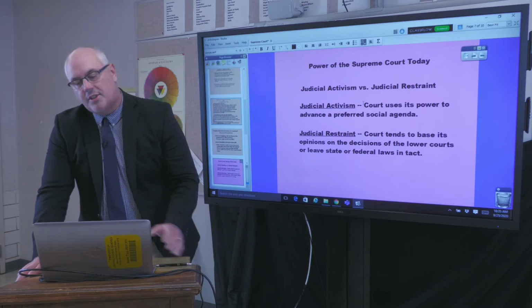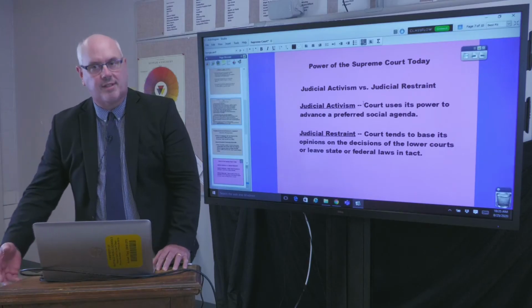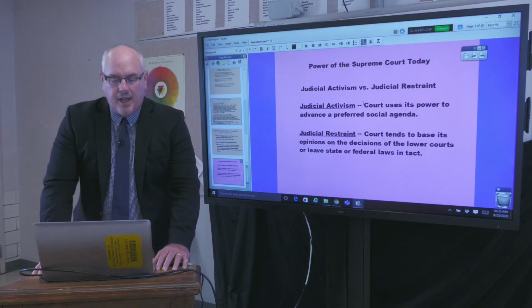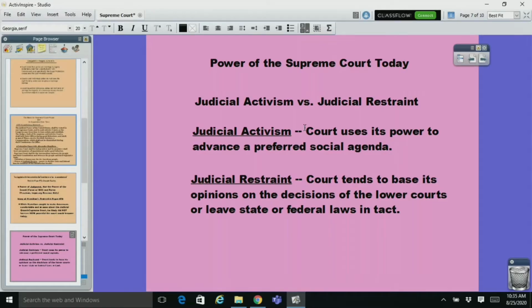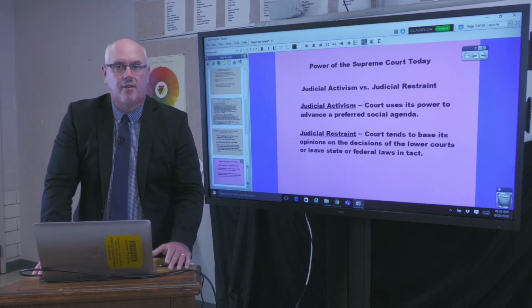Judicial activism versus judicial restraint. Activism is when the court uses its power to advance a preferred social agenda. So the two courts that we're going to look closely at today are the Marshall Court and the Warren Court. Both of them, in their own ways, used judicial activism. Judicial restraint, on the other hand, is when the court tends to leave intact or in place lower court decisions, state court decisions, federal court decisions that are lower, and to take what we refer to as a narrow interpretation of the law.